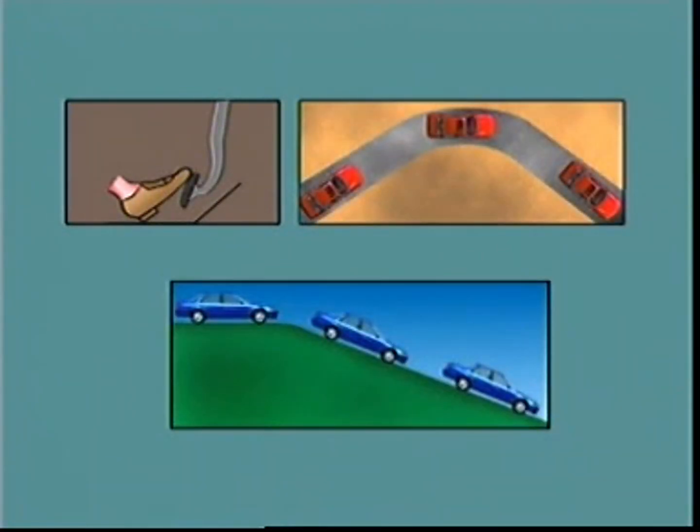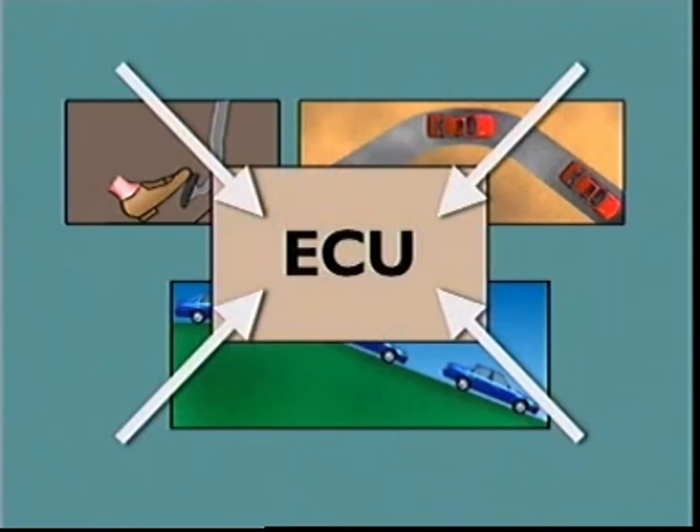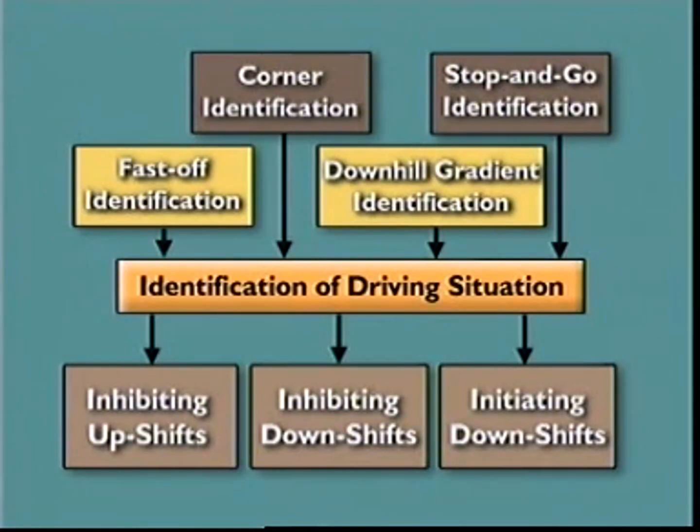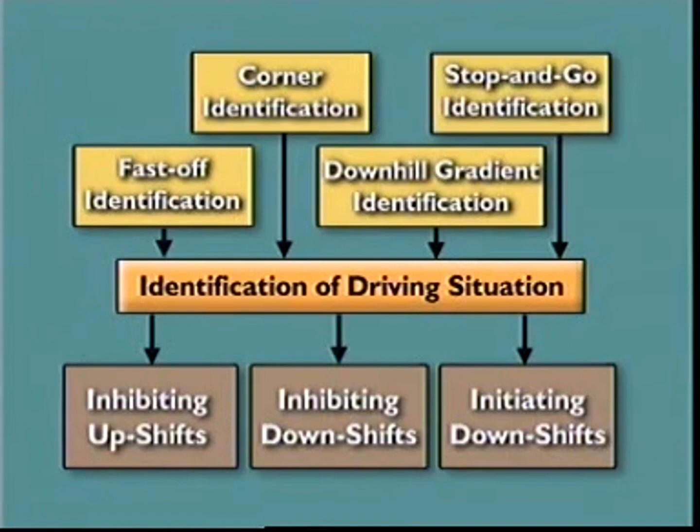But in some situations, as when the brakes are applied, when cornering, or descending gradients, unwanted gear shifts may occur. If additional inputs are used to determine these circumstances, then an optimum ratio can be selected. Four special functions are provided: fast-off identification, downhill gradient identification, corner identification, and stop-and-go identification.